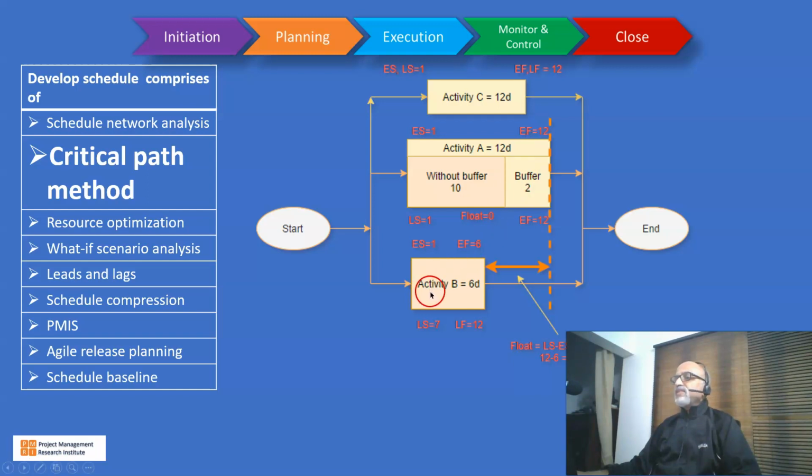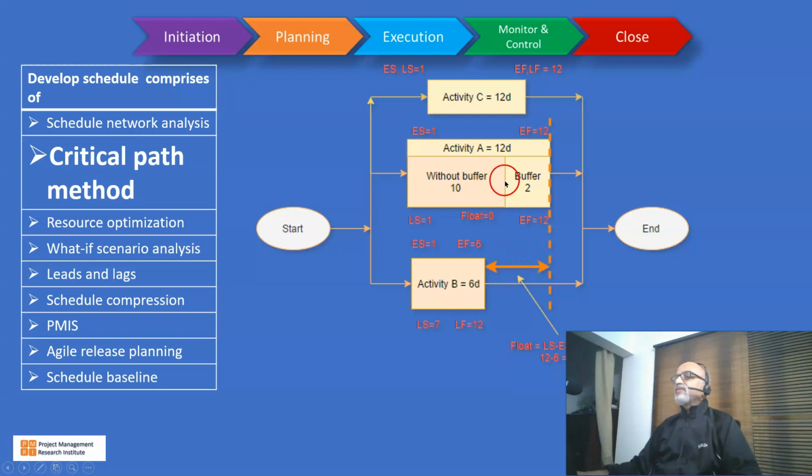Whereas activity B, if I start on day 1, duration is 6 days, I can complete it on the 6th day. So the early start is 1, early finish is 6, late start is 7, and late finish is 12. So float is late start minus early start or late finish minus early finish. So for activity B, it has a float of 6 days. So that means it can float around by 6 days without affecting the end date of the project.